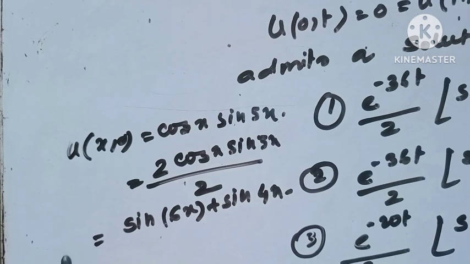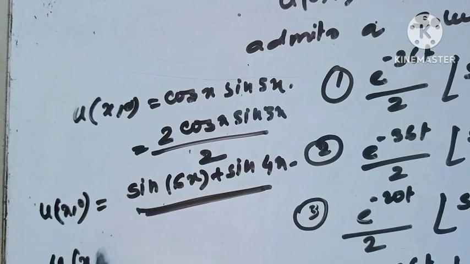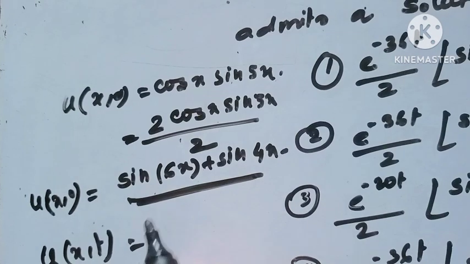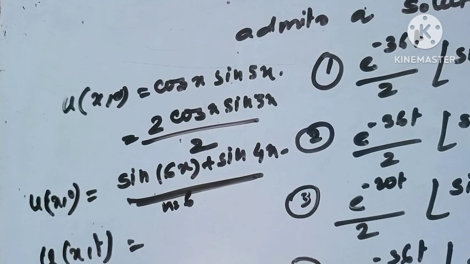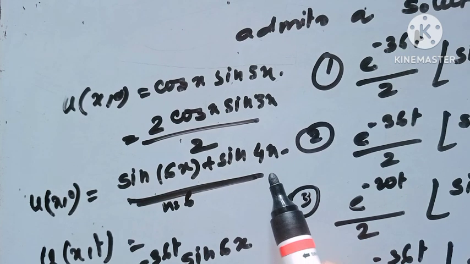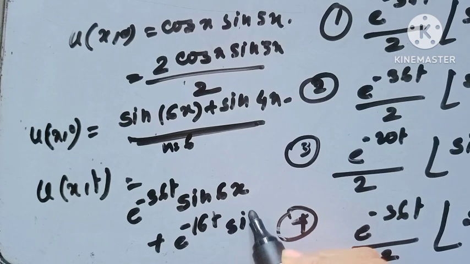That means u(x,0) is this, and for this the solution is u(x,t) equal to, since here notice c equal to 1, for n equal to 6, the value would be e to the power minus n squared ct, means minus 36t, sin 6x plus e to the power, here n equal to 4, e to the power minus 16t sin 4x.